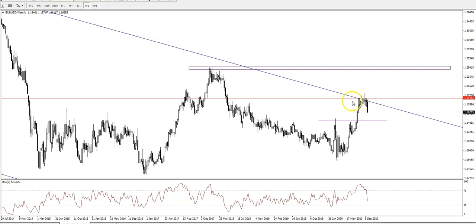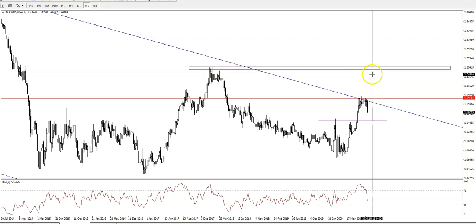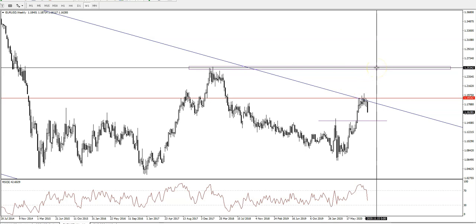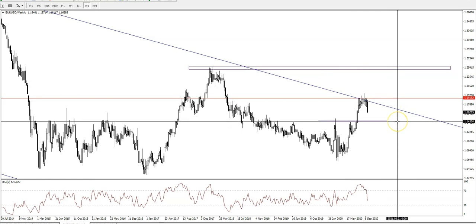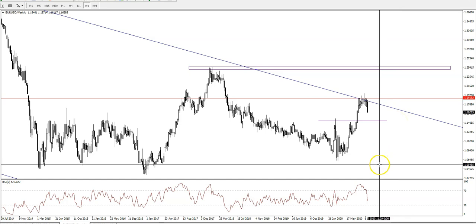However, I know for certain there is a level. The ceiling here could have been broken, and if it had broken, my next level or my next challenge or resistance would be around 1.25. Now that it's broken downward, I would be watching to see price going down straight to 1.14 and potentially lower.